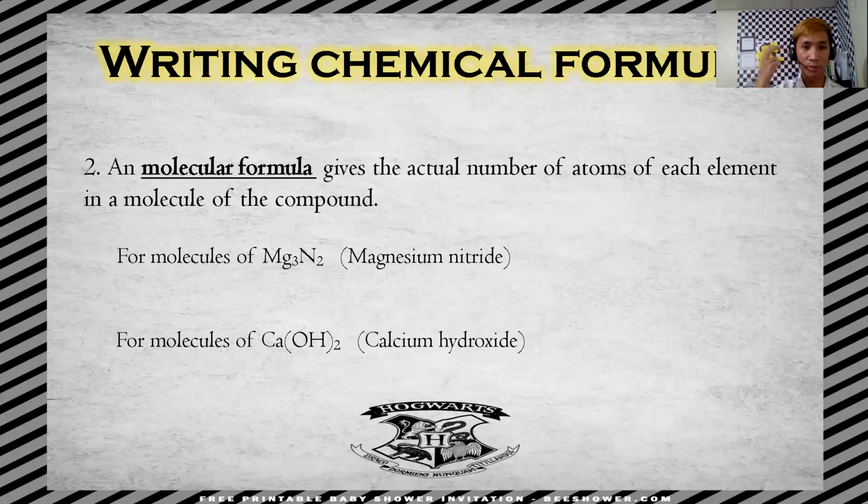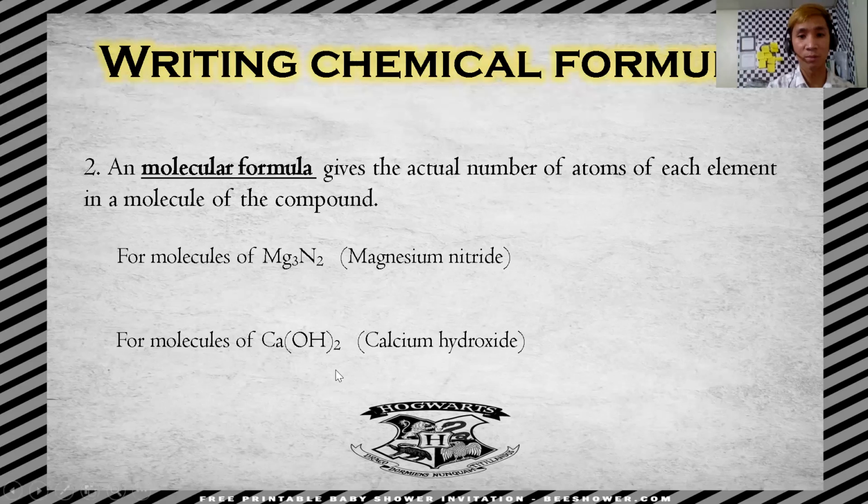Okay, so magnesium we have 3, nitrogen we have 2 atoms. When they have a calcium, we have 1. So pag may parenthesis na ganyan, multiply mo lang yun sa 2. So automatic kasi pagka walang subscript, tapos may parenthesis na ganyan, may 1 yan. So pag walang subscript, automatic 1 yun. So oxygen times mo lang sa 2. So we have oxygen 2 and then hydrogen 2.